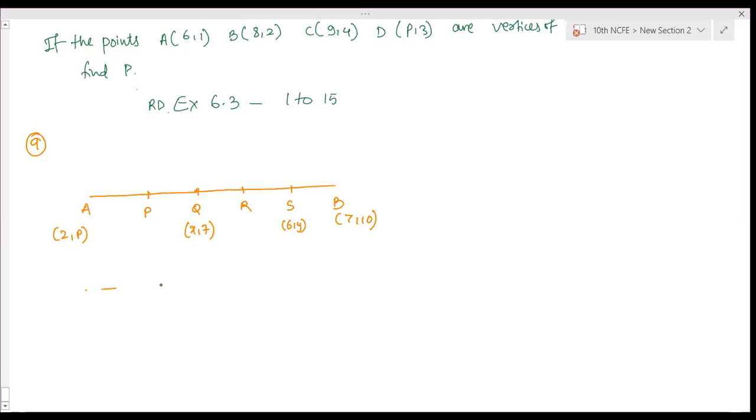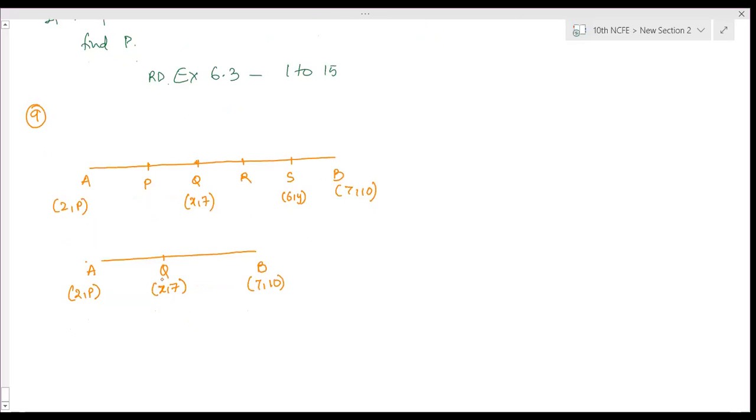So we will take A, Q, B. A is 2 comma P, Q is X comma 7 and B is 7, 10. Now for Q, ratio: Q divides AB in the ratio, all are equal parts. This is A, A, A, A, A. So Q will divide in the ratio, this is 2A and this is 3A. So it is 2:3 ratio.